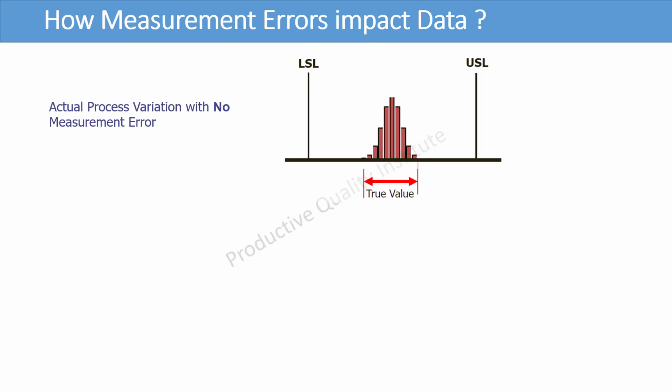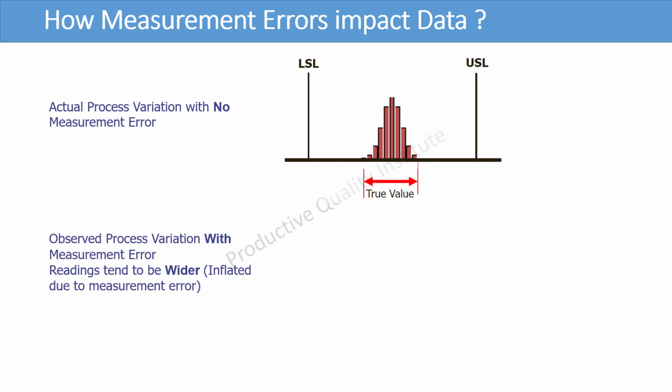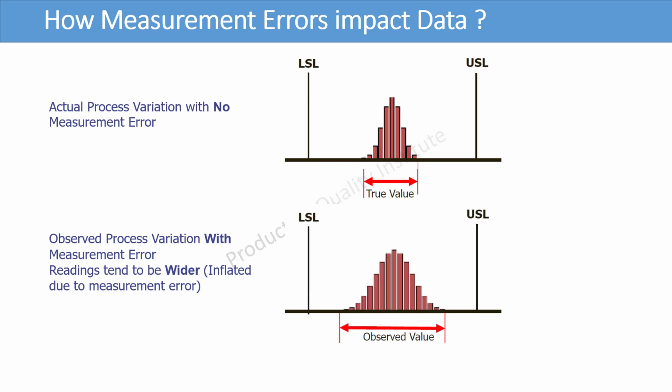Actual process variation with no measurement error, and this is the true value. Observed process variation with error in measurement. Readings tend to be wider, inflated due to error in measurement.